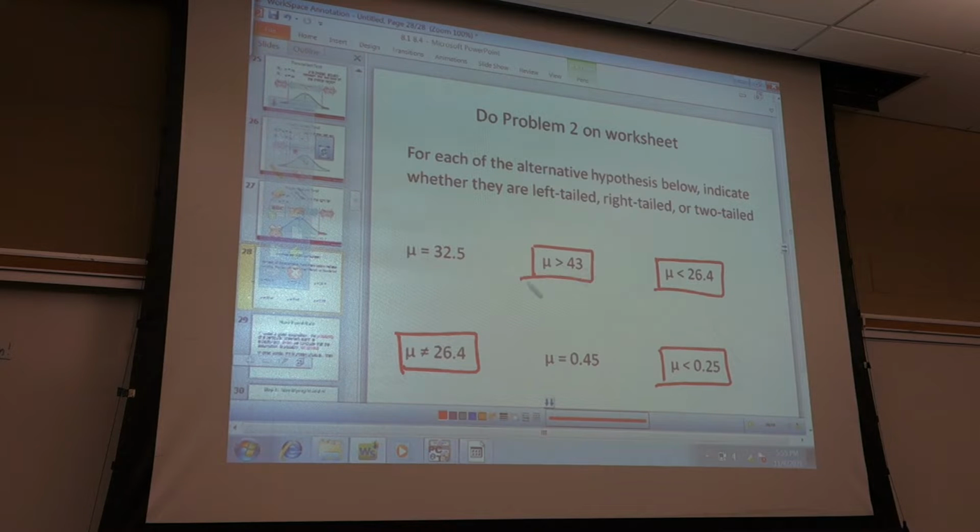Michaela, is this one left-tailed or right-tailed or two tails? Left tail. Okay, so let me draw the picture. Here's my fish. So which is bigger, the mu or the 43? The mu is bigger. So is it going to be left-tailed, right-tailed, or two-tailed? Right-tailed, because it's bigger. Does that make sense?